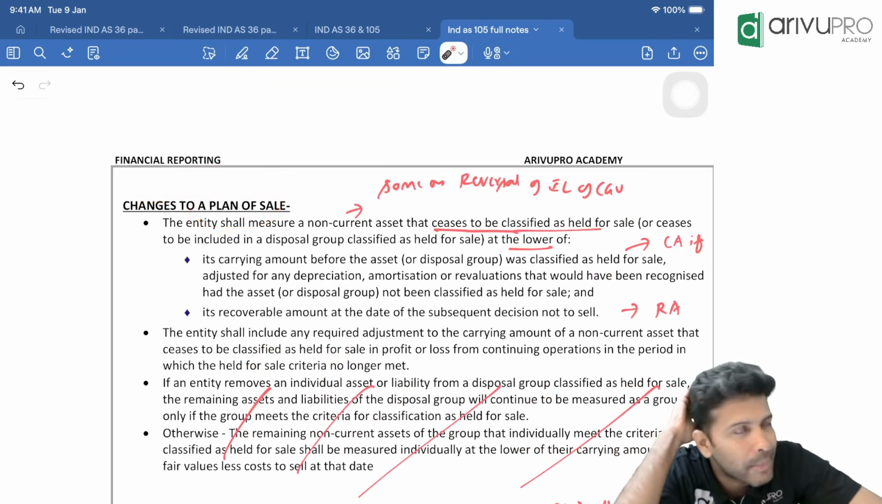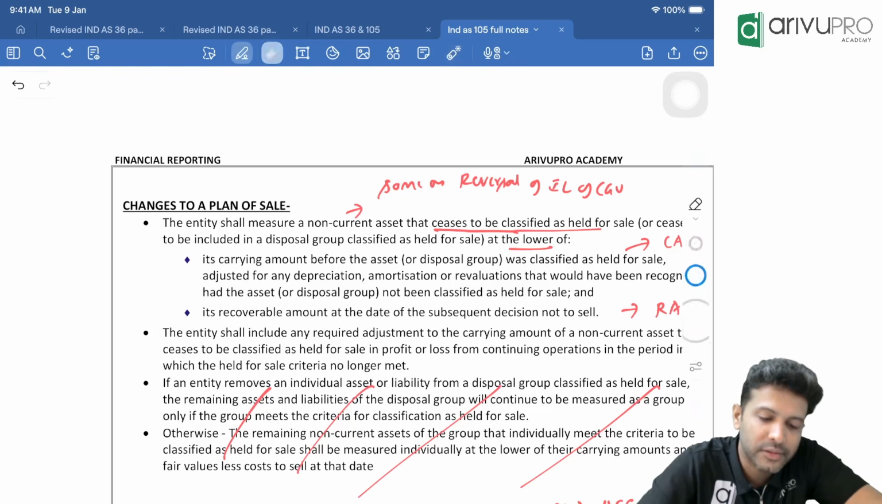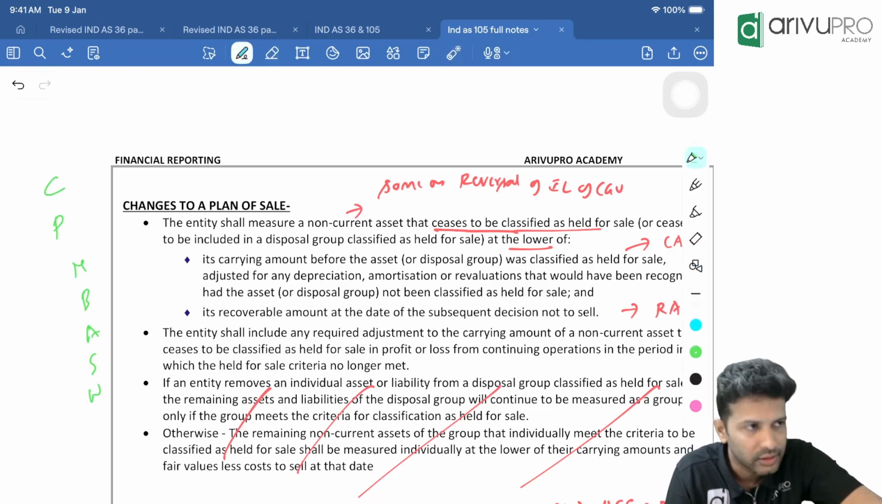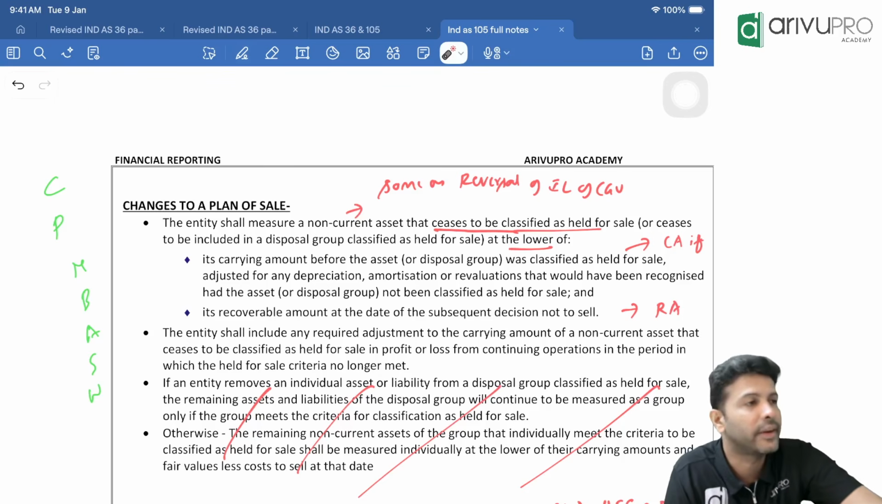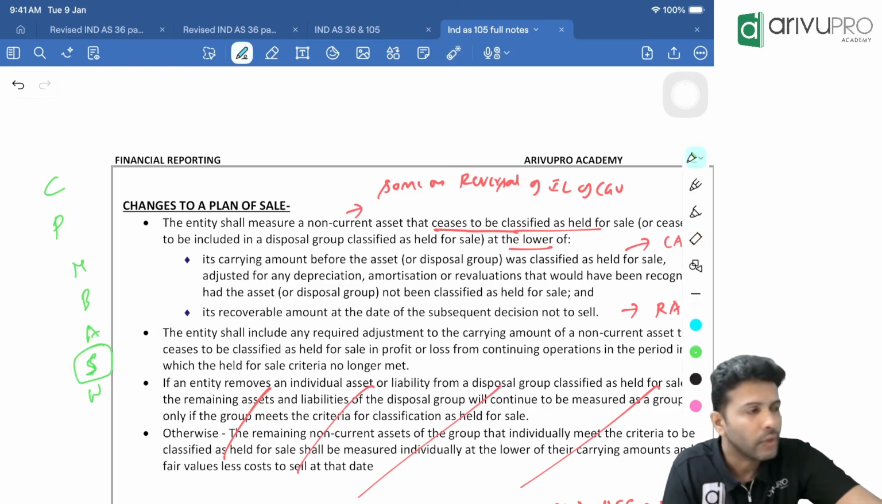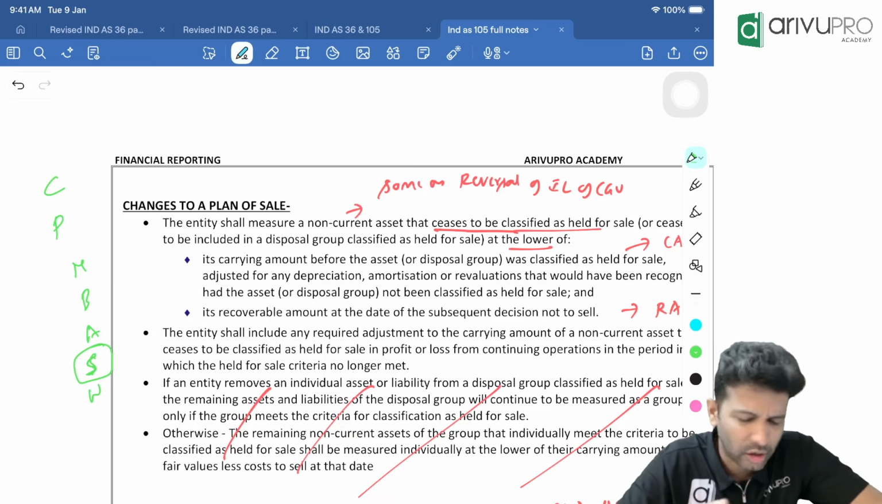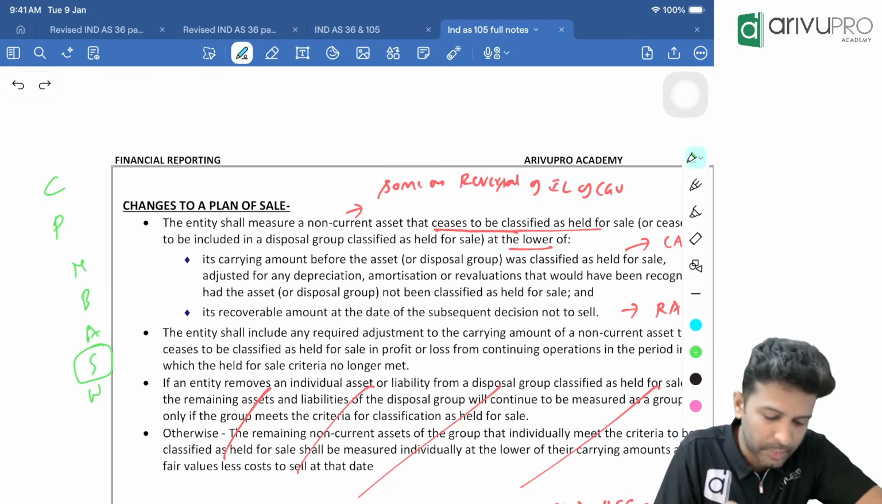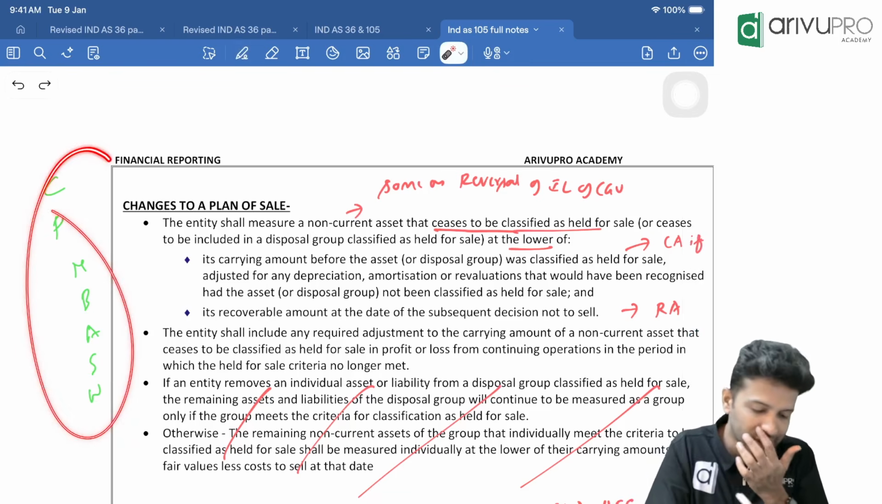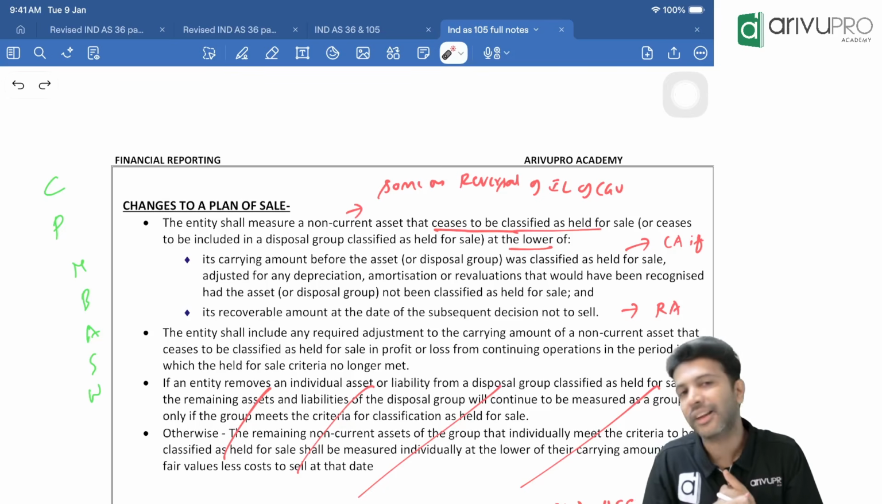Now let's go one step back. For you to classify a non-current asset as held for sale, we look for CPMBA SW. There's a criteria. The day the criteria gets satisfied, we will book it as held for sale. Let's maybe just look at it as a general provision. Now people, if all these criteria are satisfied, you will classify it as held for sale.